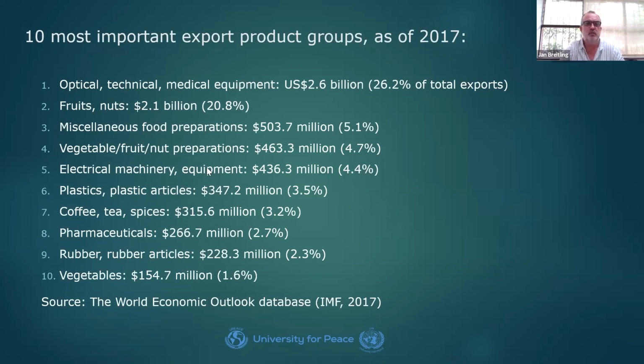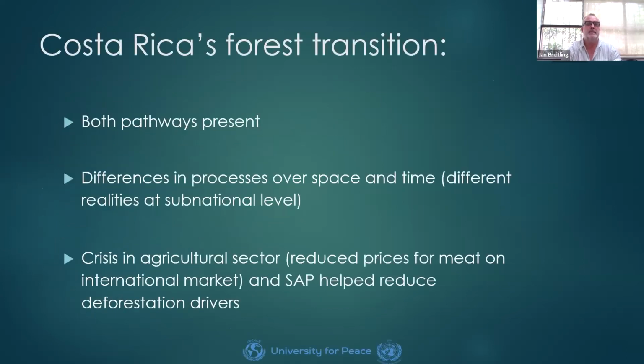This is not really that important. I just want to show that there has been a move towards a diversification of the economy, and some of these newer things have become prominent, right? So in Costa Rica's forest transition, we can say that, and this is again based on some research that I did, but also on literature, we don't have the time to go into all these details, but basically we can say that both pathways of the forest transition theory are present, right?